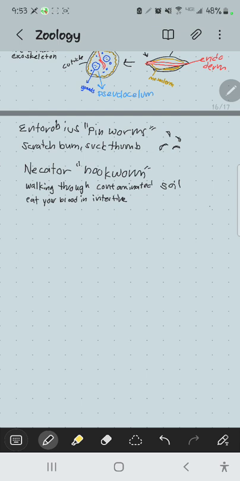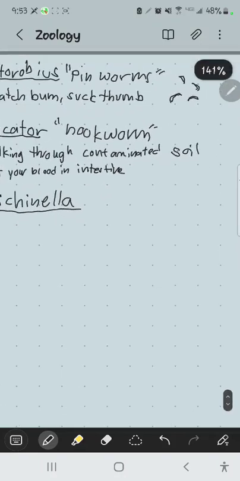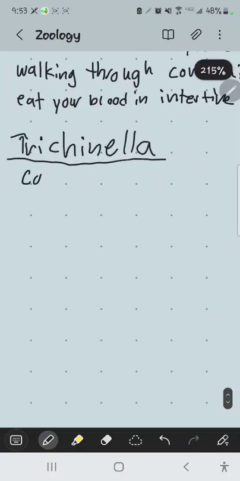All right, then on to trichinosis. Trichinella causes the disease trichinosis. So I know the words are very similar. Trichinosis is the worm disease. Trichinella is the worm. You get this one by eating raw or undercooked meat that's infected.